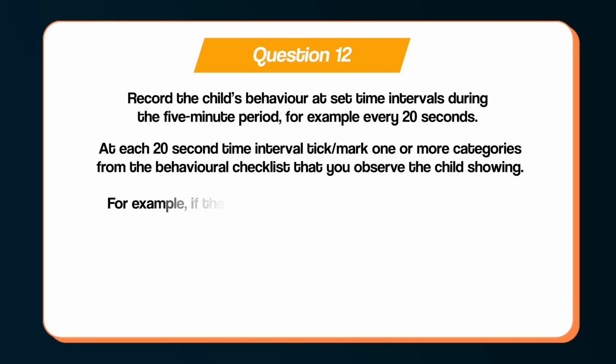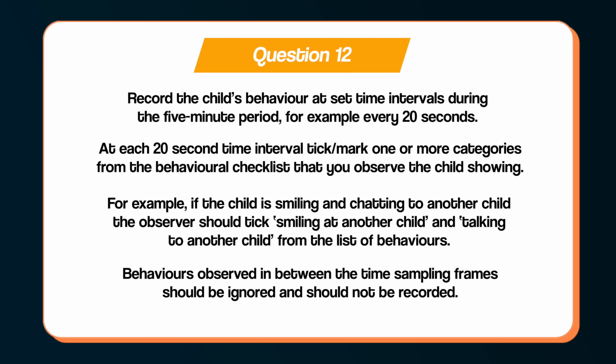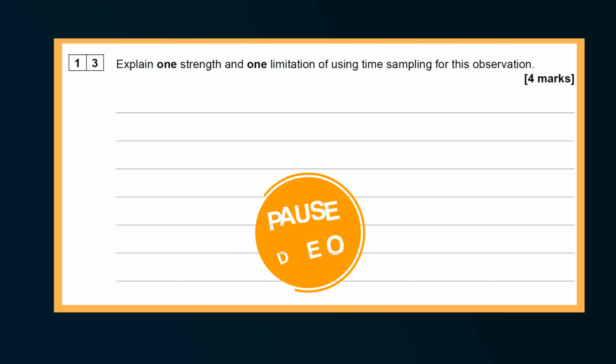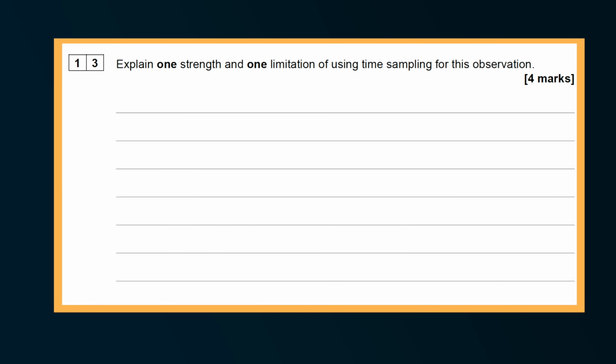the child showing. For example, if the child is smiling and chatting to another child, the observer should tick smiling at another child and talking to another child from the list of behaviours. Importantly, behaviours observed in between the time sampling frames, i.e. in between each 20-second mark, should be ignored and should not be recorded. For example, even if a child is sharing their toy after the 20-second time interval, this behaviour should not be recorded. Question 13. Explain one strength and one limitation of using time sampling for this observation.